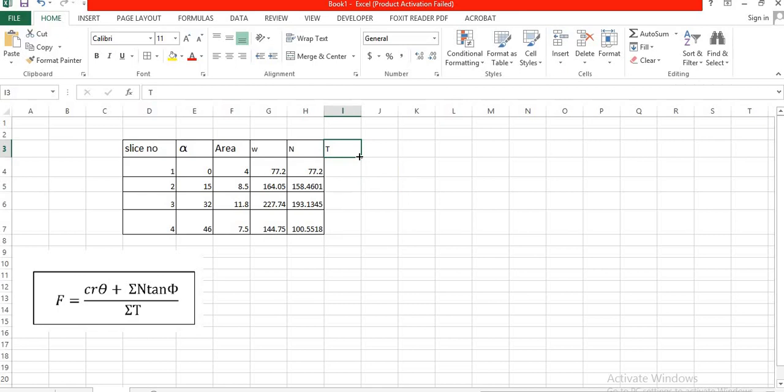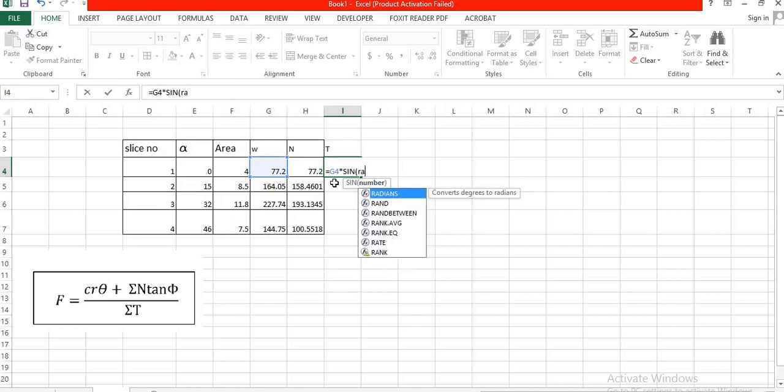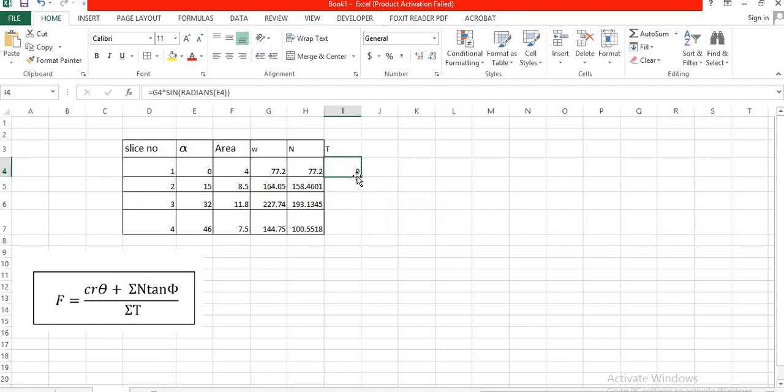Then we have T. We need to calculate T. T is the weight into sin alpha, W sin alpha. Sin again should be in radians, and that alpha value. Now we have all N values and T values likewise.